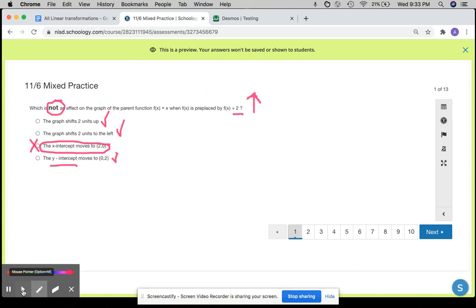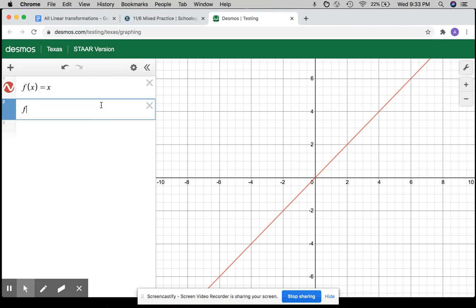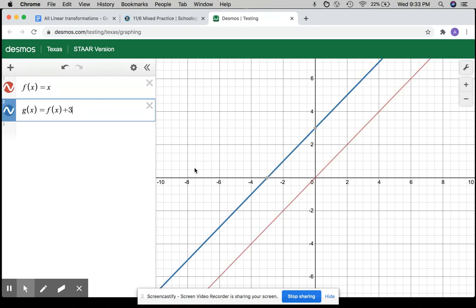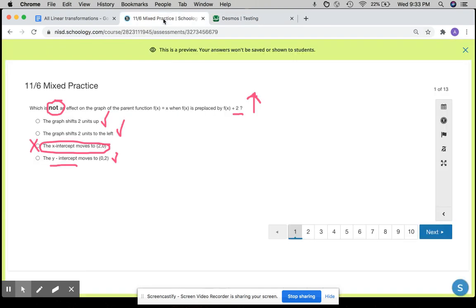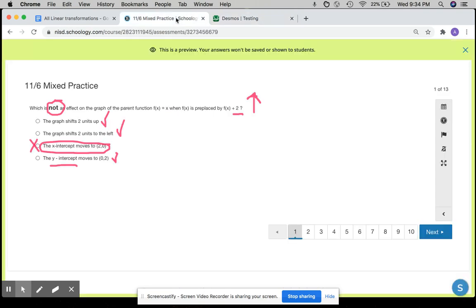And you can check that in the calculator by graphing the parent function f of x equals x. And when you graph the transformation g of x equals f of x plus 2, you're going to see that plus 2 will move my graph up, but not only is it moving it up, it's moving it to the left as well. So the x-intercept is at negative 2, 0.